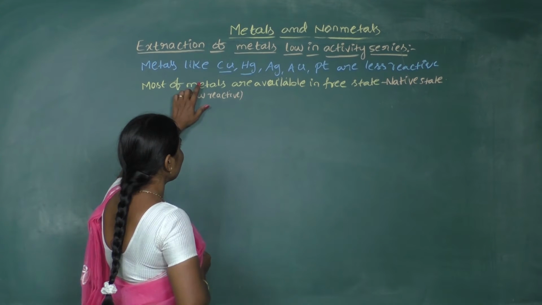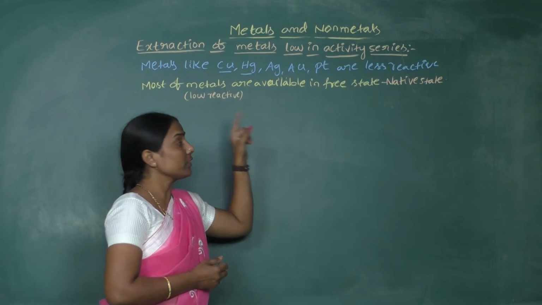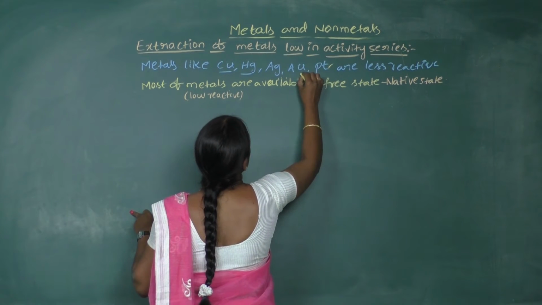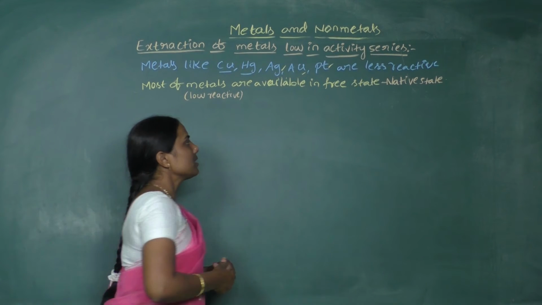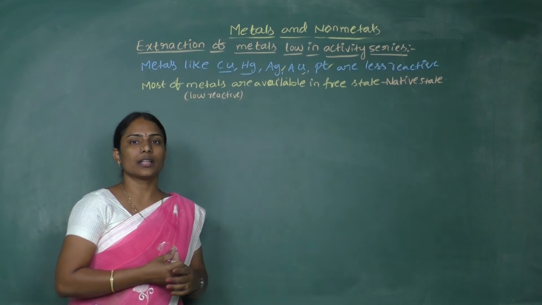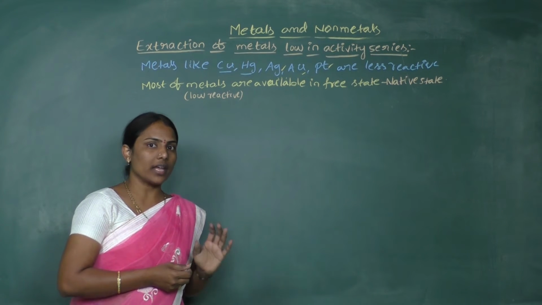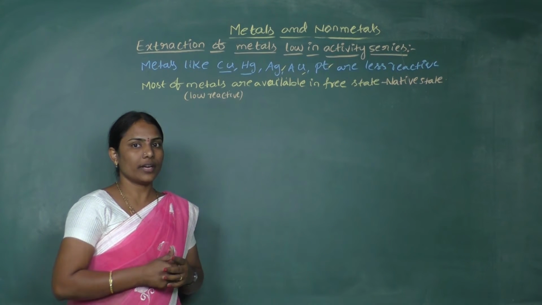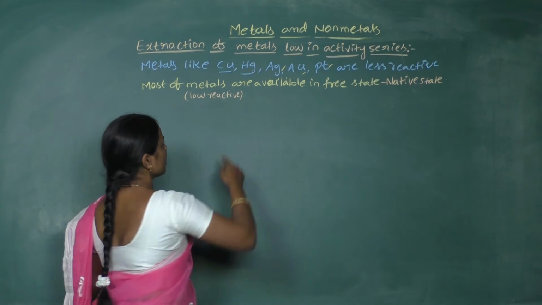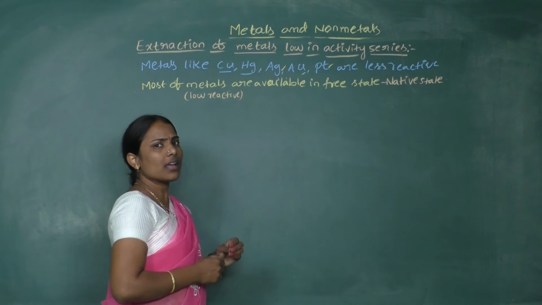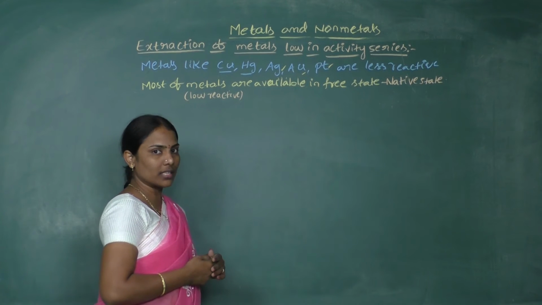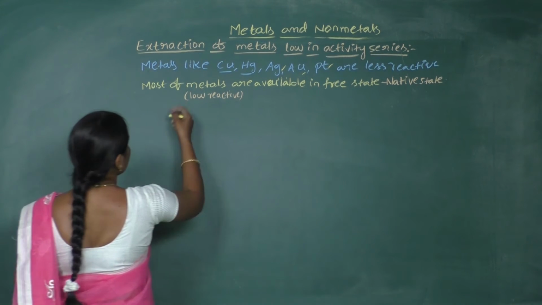Now, most of the less reactive metals are available in a free state, and the free state we call the native state. Metals like platinum, silver, gold are available in a free state, in the sense that when we find them in the earth, they are not available as compounds, they are available as elements themselves, right? So we call them native state elements. And metals like copper and mercury are a little less reactive, but comparatively more reactive than silver, gold and platinum, hence they are available as their compounds.